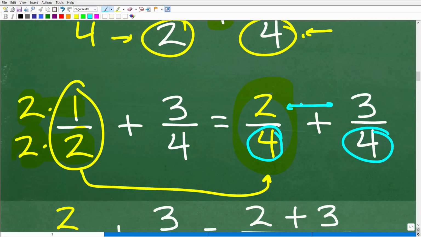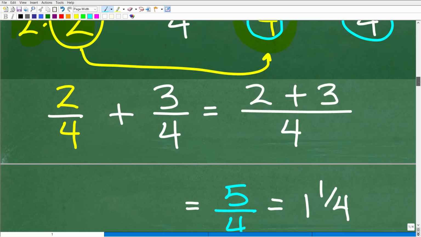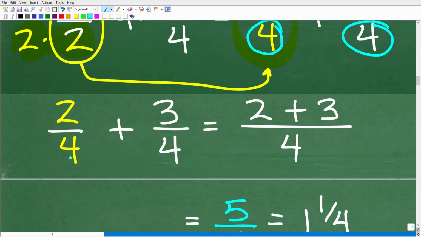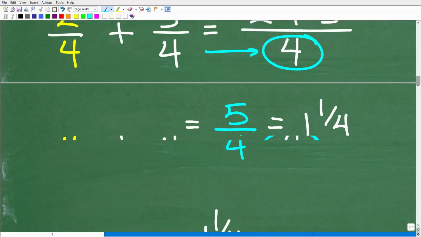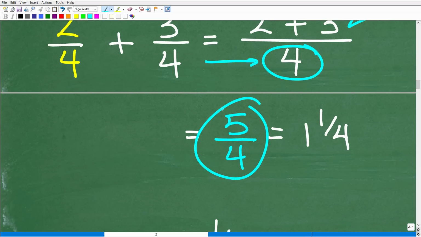All I have to do is add the numerators, right? So 2/4 plus 3/4, same denominator. So just write that one denominator, 4. 2 plus 3 is, of course, going to be 5. So 2/4 plus 3/4 is 5/4. All right, so this is the correct answer as I showed you earlier. And quite frankly, this is a good place to stop the problem.